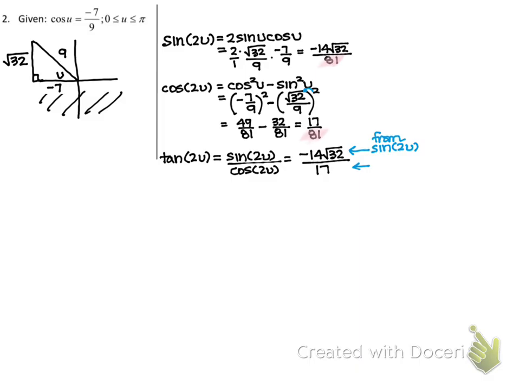And this bottom part comes from cosine 2u. Now, I'm not going to say exactly sine 2u and cosine 2u because the denominator is canceled, so those aren't the exact values. When I pulled them together, though, the 81s went away.